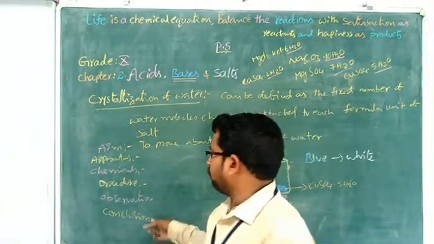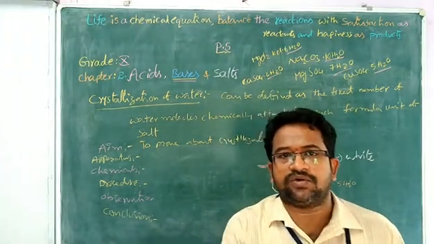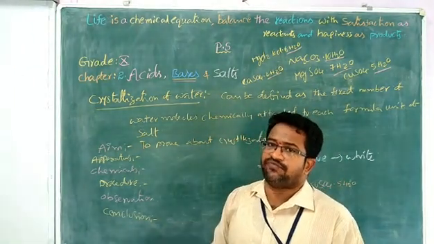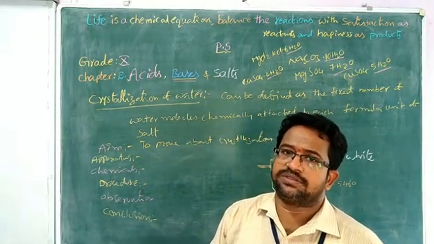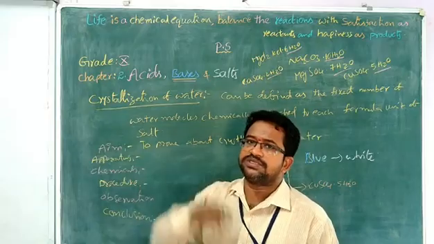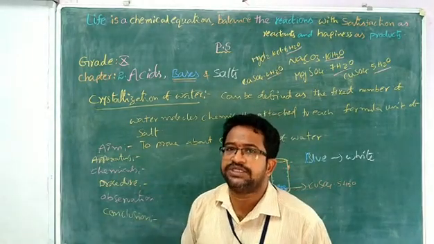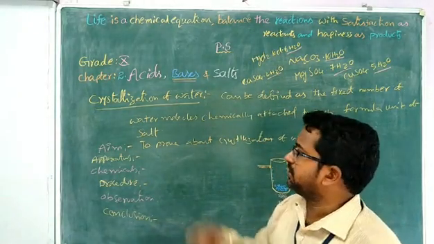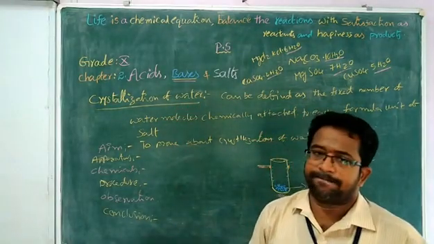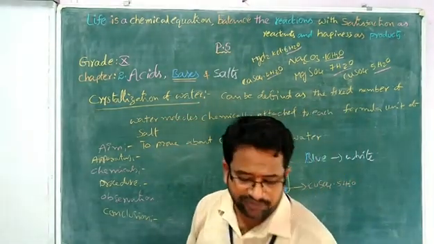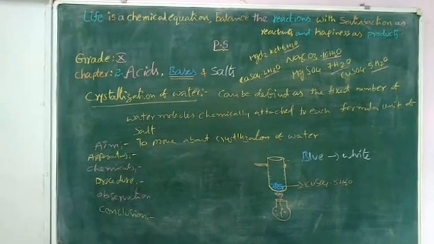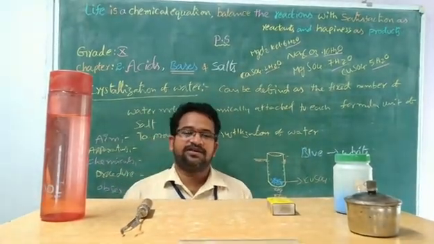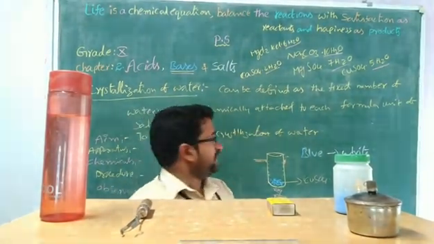From this activity, I conclude that the color of the copper sulfate is due to the presence of water molecules, because water molecules are present in the salt. So that is called crystallization of salts, or crystallization of water. Okay? Now we will go for that activity. Okay, children? Shall we go for that activity?